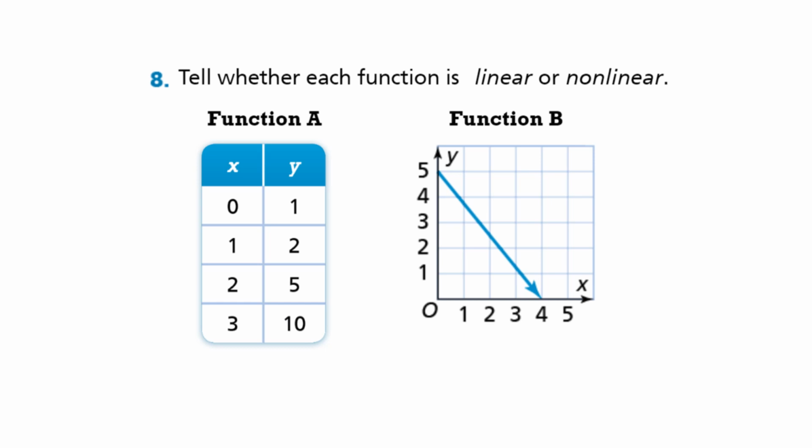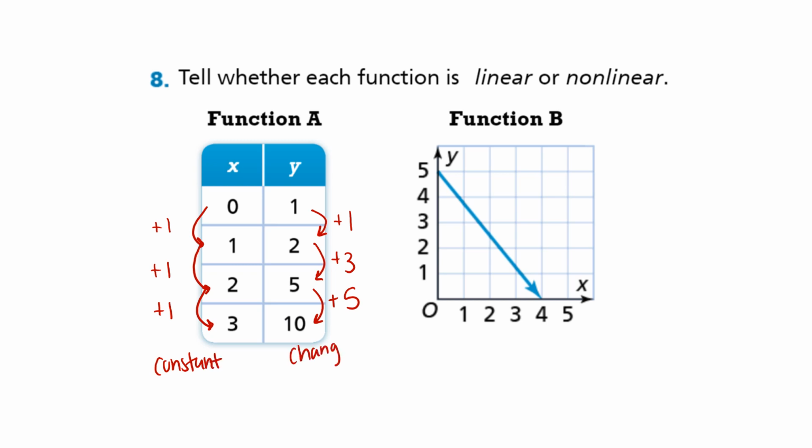Tell whether each function is linear or nonlinear. For a linear table, we're finding our pattern. So here we have a constant pattern, plus 1, plus 1, plus 1. On the other side, we have a changing pattern, plus 1, plus 3, plus 5. Because one side is constant and one side is changing, this is a non-linear table.